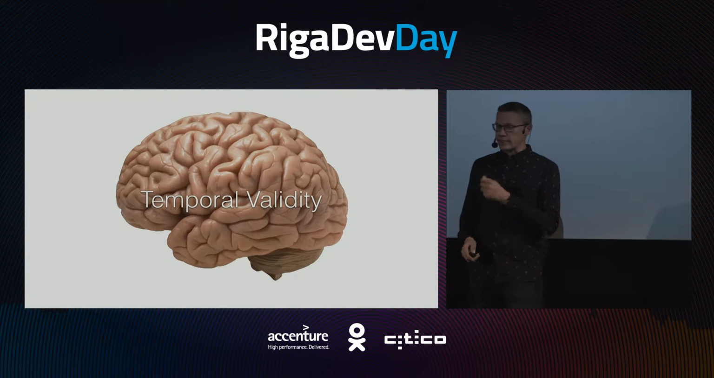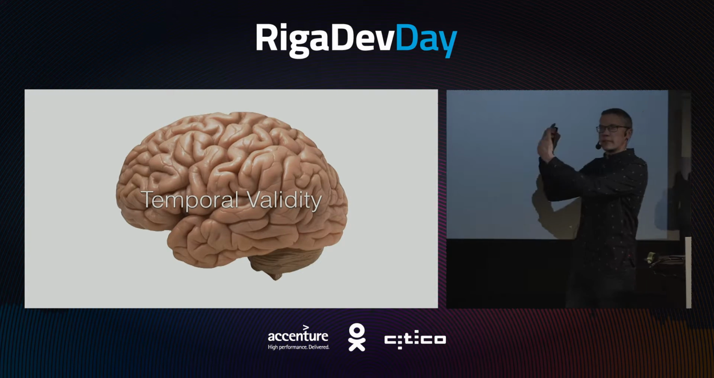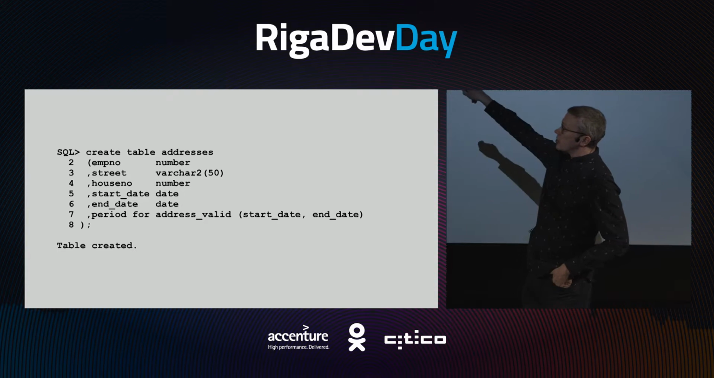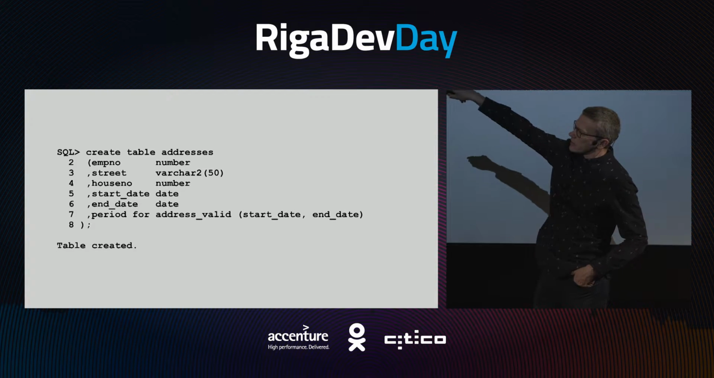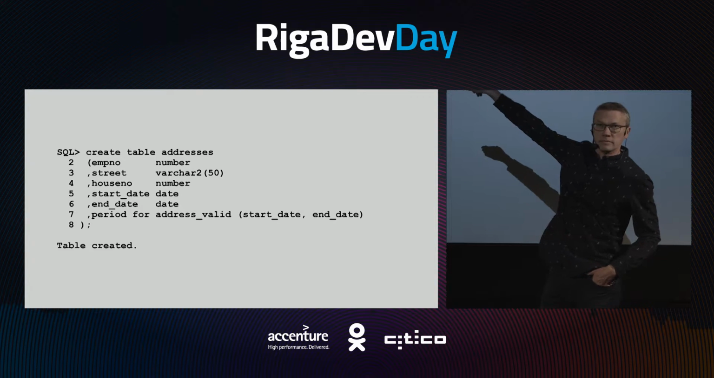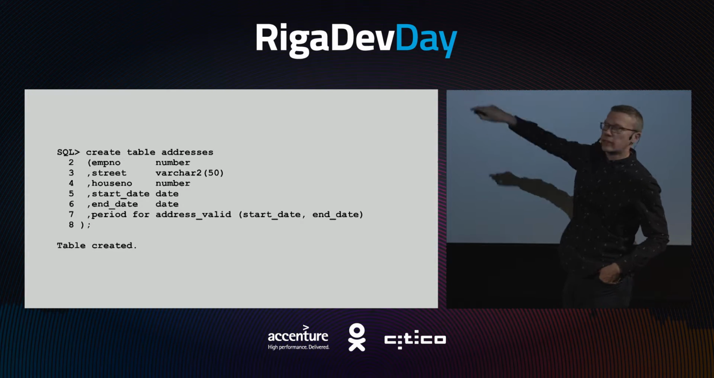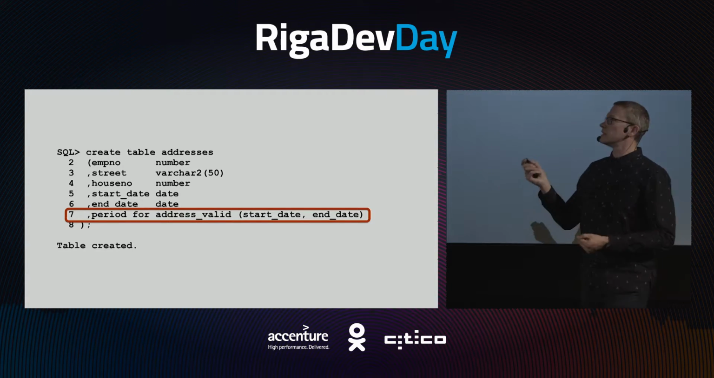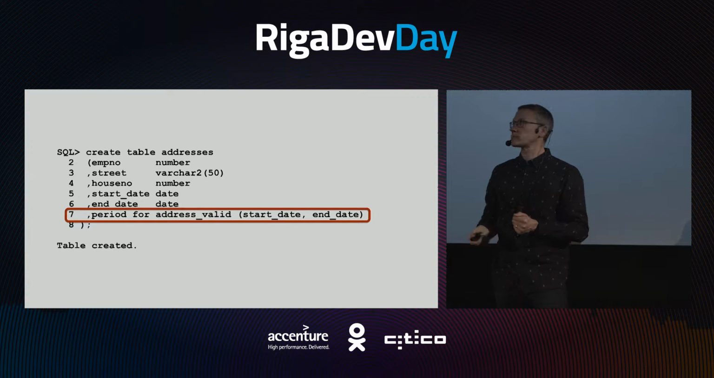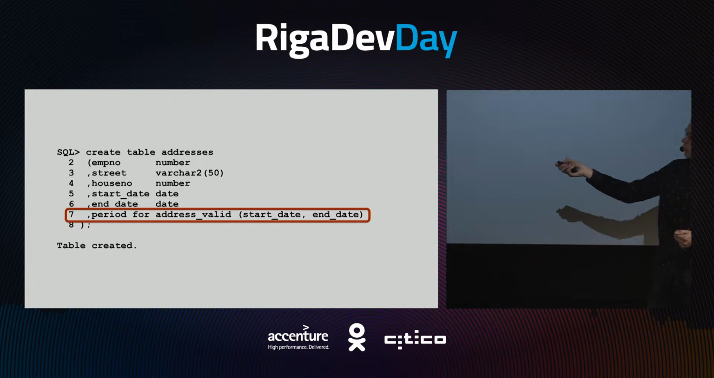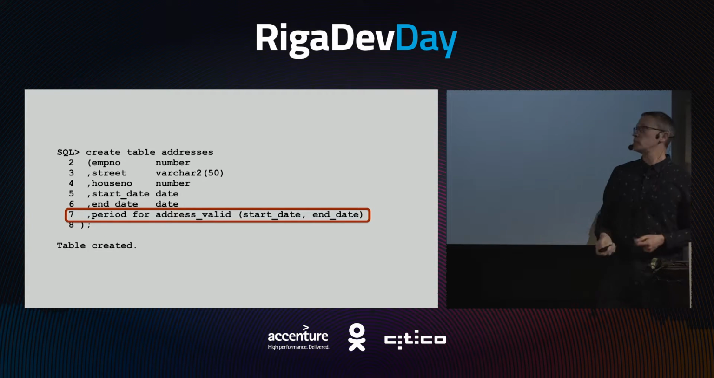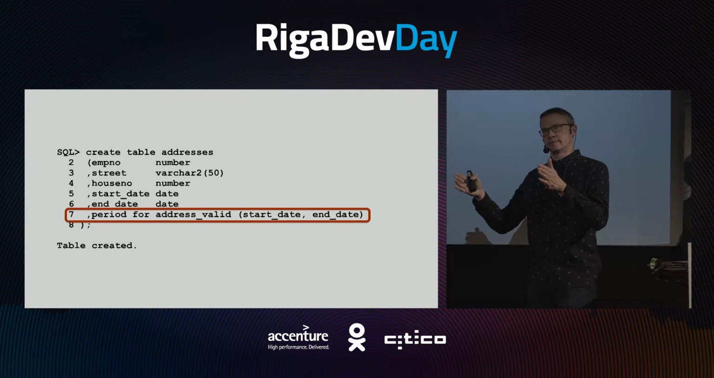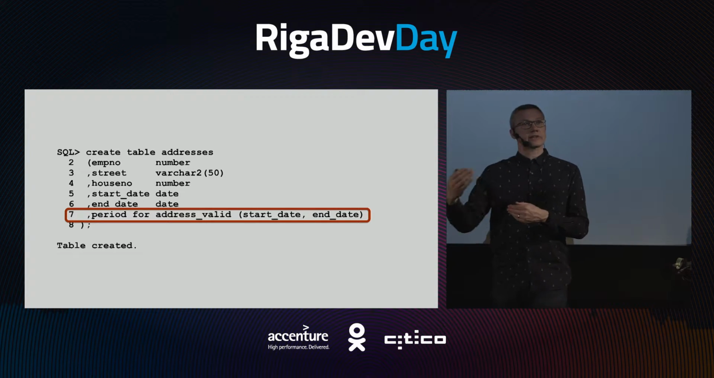Next up, temporal validity. Just to show you what temporal validity is, I created a table, addresses. Up until line 6, those are the regular columns: emp no, street, and start and end date. This one is not a column, it's a validity period. You have a PERIOD FOR clause, specify the name of that validity period, and tell it which columns to use as the start and end date. So it's not a column, just an extra clause added to the table.